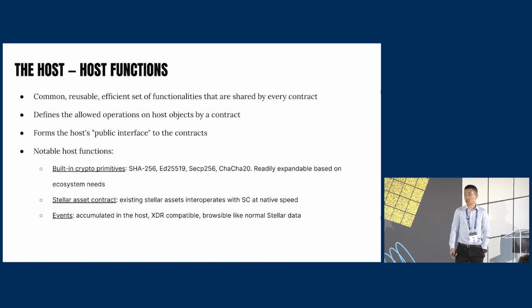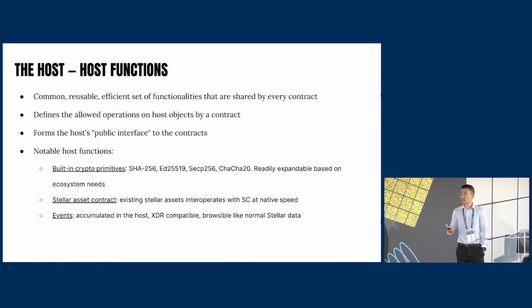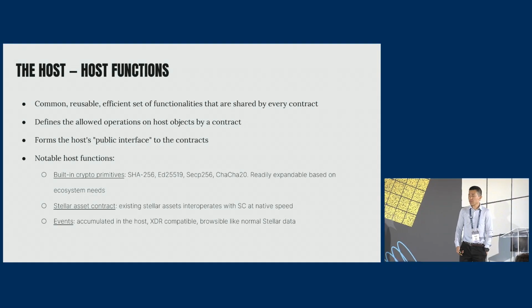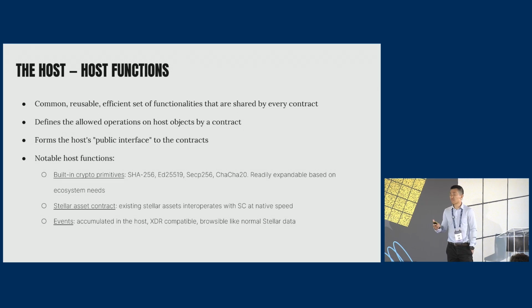The built-in crypto functions like SHA-256, ChaCha20, etc. So we already have a bunch of them. These are typically computationally expensive, and they are mission critical. Most contracts will use some combination of these, and they are usually very difficult to implement. So these are perfect candidates to be implemented as a host function in native code, and they are shareable by every contract. And based on the ecosystem needs, we can easily expand the repertoire of these functions in the future.